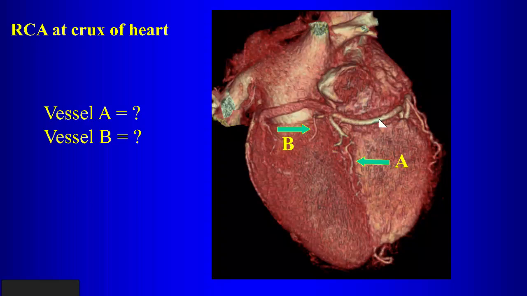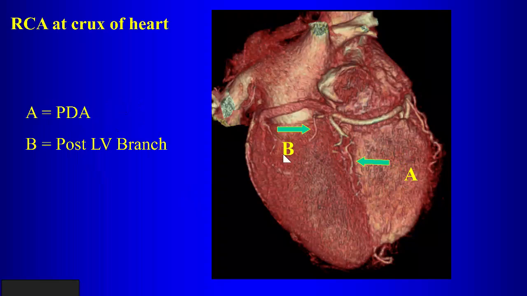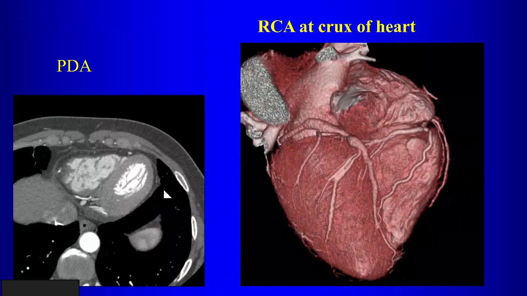So we have this vessel over here that is running in the right atrioventricular groove, so what would that be? What vessel is this? Yeah, that's the RCA, the right coronary artery. Remember, you're looking at a posterior view here, right? So then this would be the PDA, as you said. Vessel B, what is vessel B? Yeah, that's a posterior left ventricular branch, so this is a dominant right coronary artery giving the PDA and the posterior ventricular branch, supplying the inferior wall of the left ventricle.